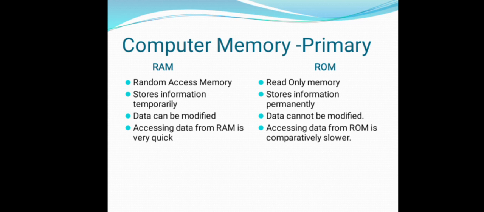Primary memory is accessed by the CPU. It is also called the internal memory or the main memory of a computer. And there are also two types of primary memory. The first one is your RAM, the second one is your ROM.